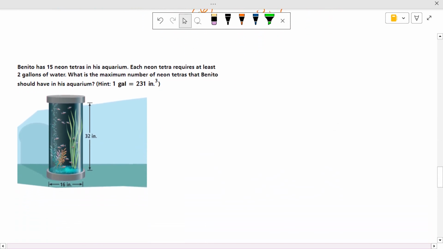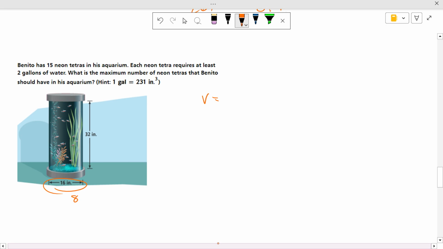Benito has 15 neon tetras in his aquarium. Each neon tetra requires at least 2 gallons of water. What's the maximum number of neon tetras Benito can have in his aquarium? Okay. So 1 gallon equals 231 cubic inches. We got to figure out the number of cubic inches in this aquarium. If the diameter is 16, then what's the radius? 8.